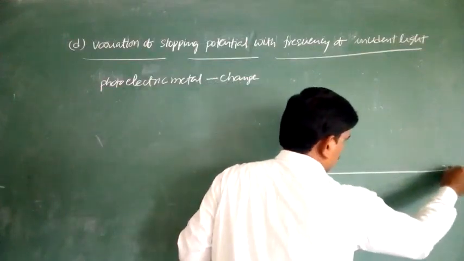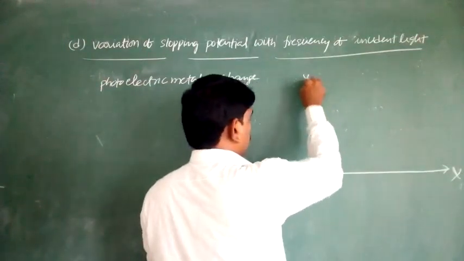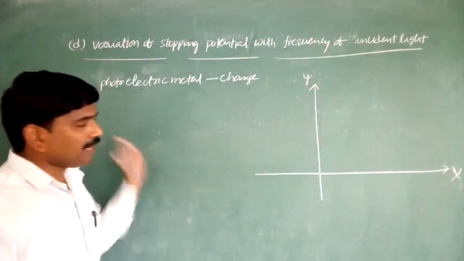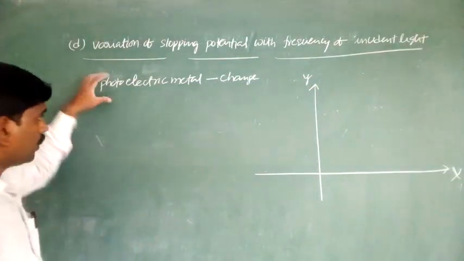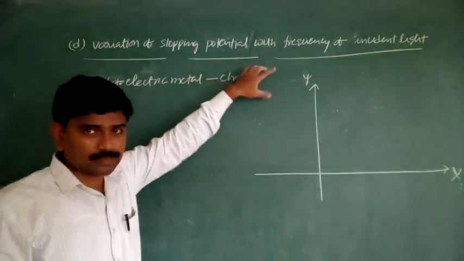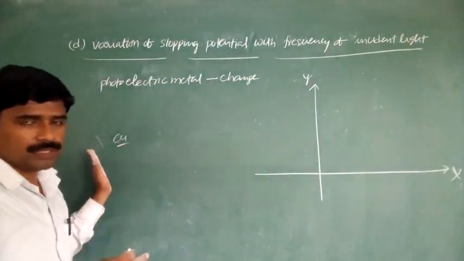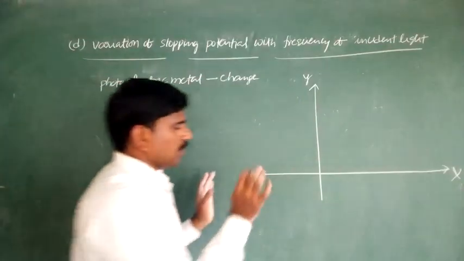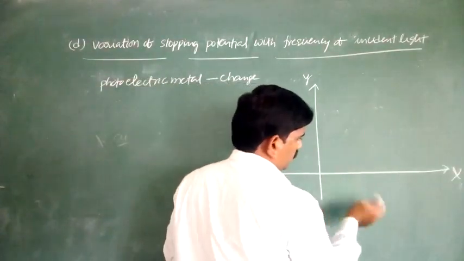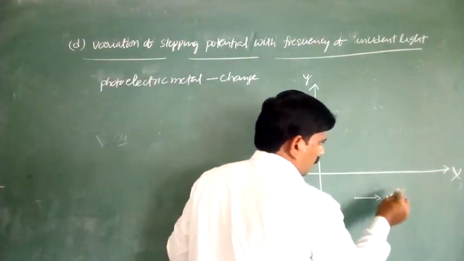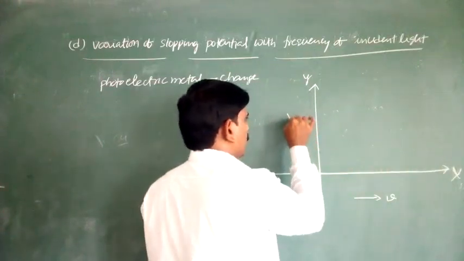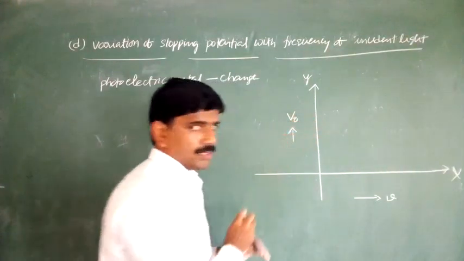Here this is the x-axis and this one is the y-axis. For different metals, the photoelectric metal changes. First we are using copper. So in that situation, here we get the graph. Frequency is taken on the x-axis and stopping potential is taken on the y-axis.